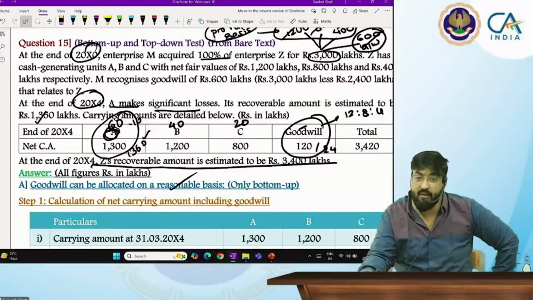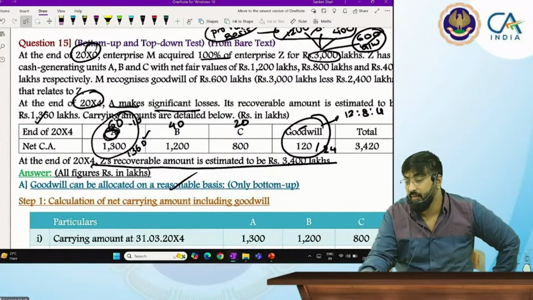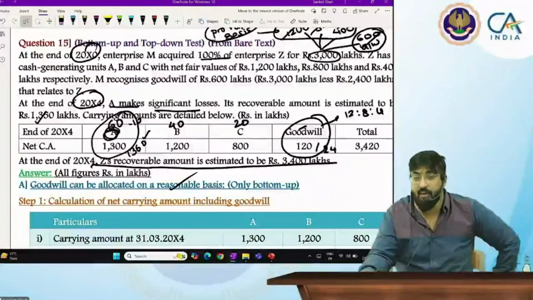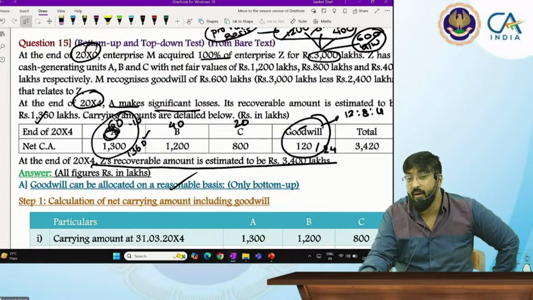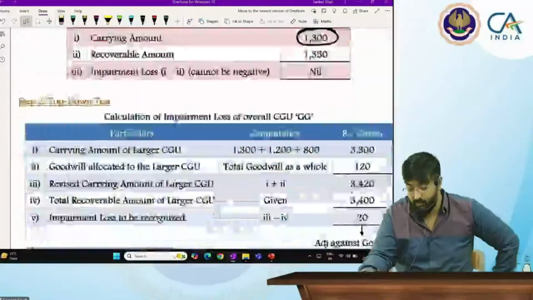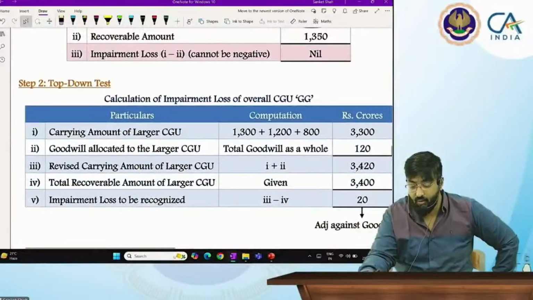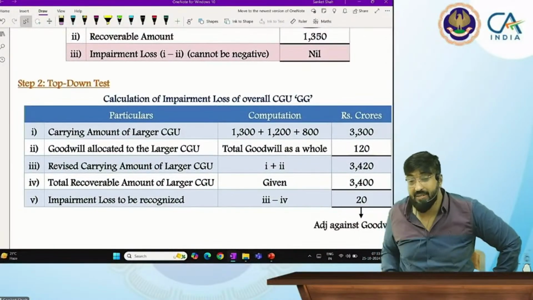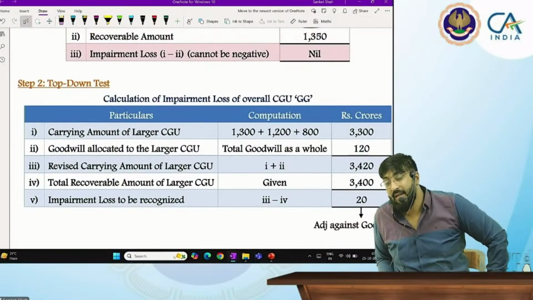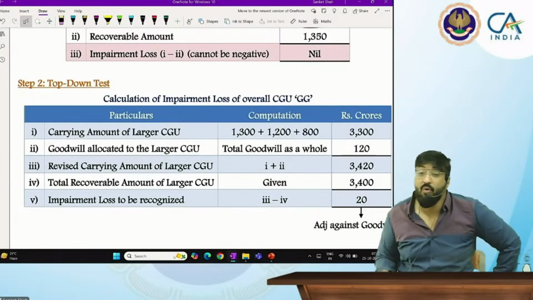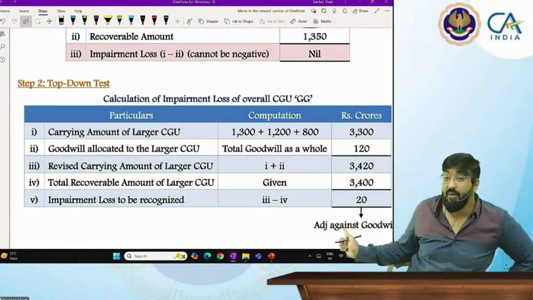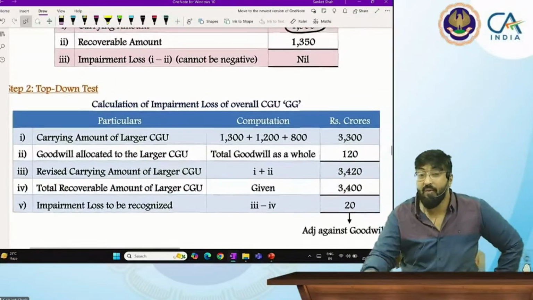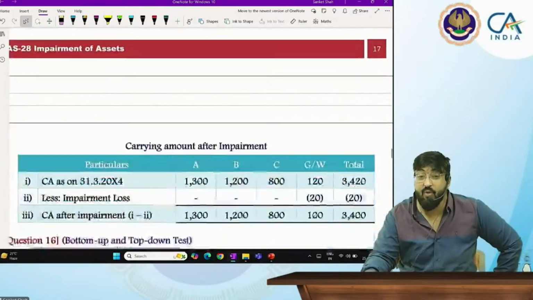3300, sir. 3300. And what is the goodwill? 120. So 3300 plus 120, what is the amount? 3420. And what is the recoverable amount? Sir, 3400. So what is the impairment loss? 20, sir. And this is adjusted first against goodwill. Good. 120 will be adjusted against goodwill, and 120 minus 20, my goodwill I will show 100.